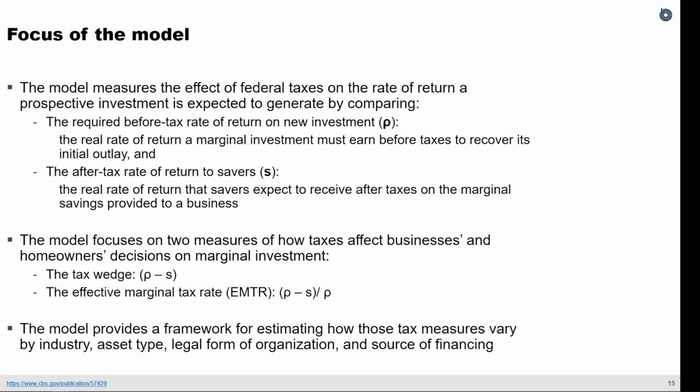One of the strengths of the CBO model is that the framework can be used to estimate how those tax measures vary at a very disaggregated level: across industries, asset types, legal forms, which are mainly C corporations, pass-throughs, and owner-occupied housing, and sources of financing, namely equity and debt.